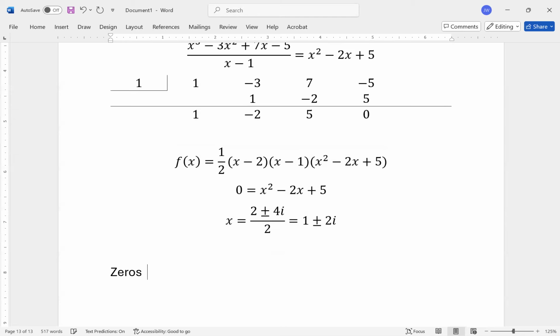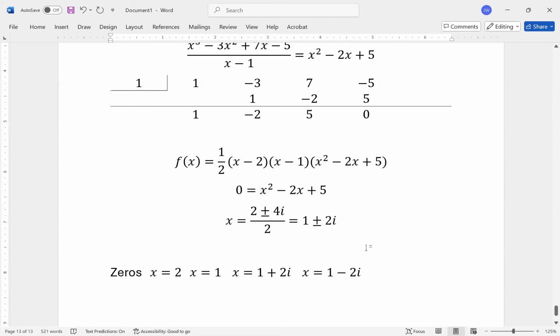The zeros of my polynomial function are x equals 2. That comes from the first linear piece. X equals 1. That comes from the second linear piece. And then x equals 1 plus 2i. X equals 1 minus 2i. Those two come from that quadratic piece.